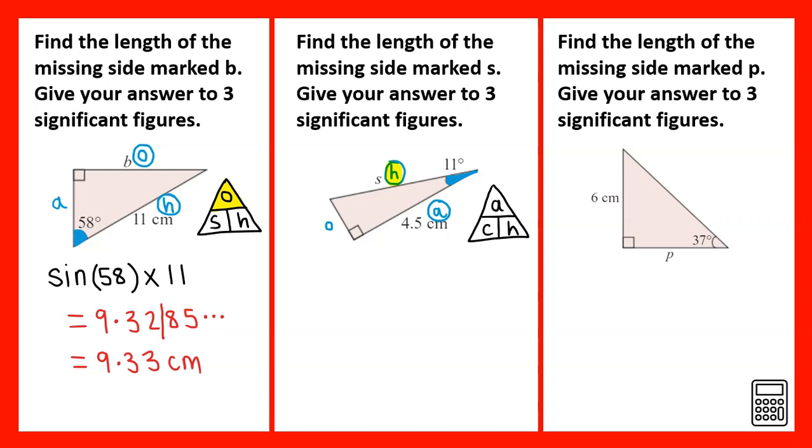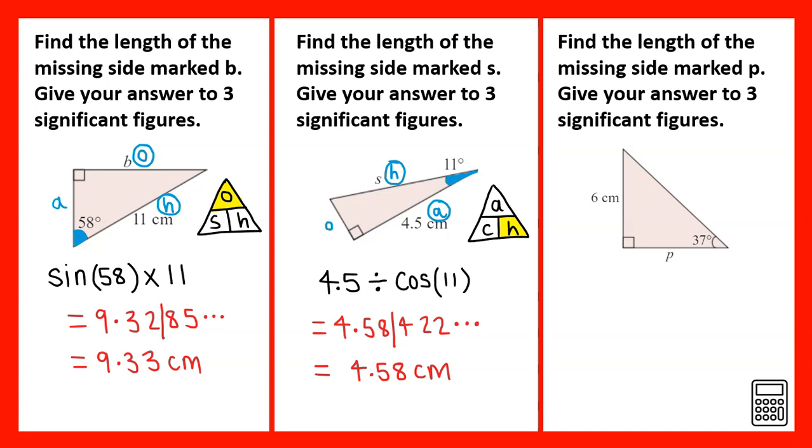For this question, I'm trying to find the hypotenuse, and this time notice that A is on top of cosine, or cos for short, meaning I need to take the adjacent side, 4.5, and divide it, just as we would with a fraction where you have A over C, adjacent divided by cos, and again we attach the angle of 11 degrees. On my calculator, that's 4.58422, which to three significant figures will round to 4.58 centimeters.